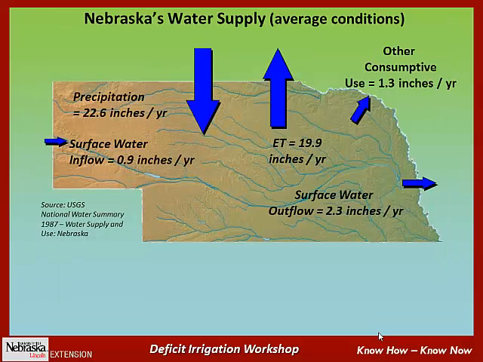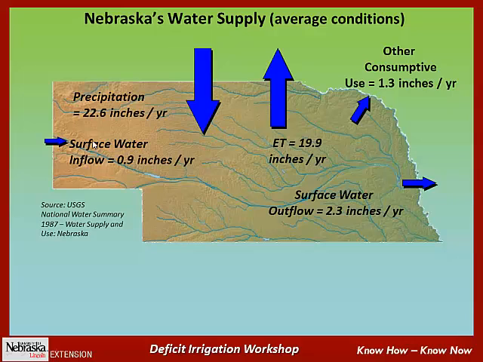Another issue, if we look at what we're trying to do to balance water in Nebraska, this is a slide looking at a real rough water balance for the state of Nebraska. So on average, we get about 22.6 inches of rainfall a year. Down around Falls City, we get about 39 inches, and out in the Panhandle, we get 15 inches on average. But on average, we get about 22.5 inches.